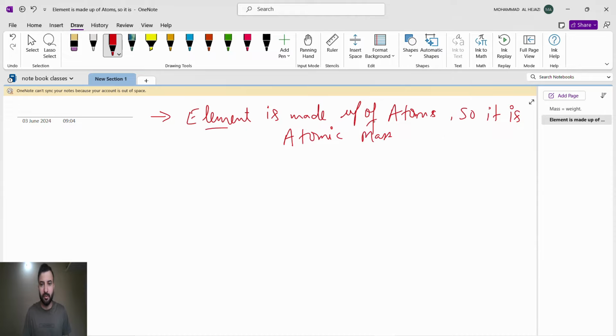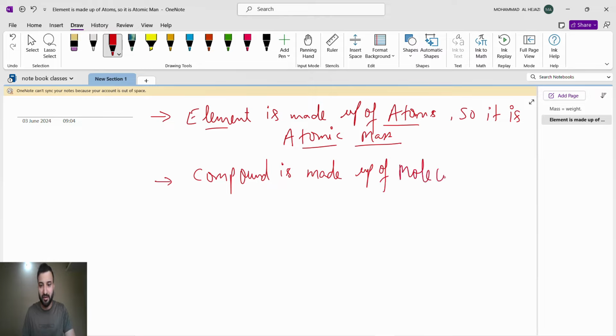Okay, element is made up of atoms, so it is atomic mass. Now we'll write compound. Compound is made up of what? Molecules. Yes, compound is made up of molecules. So it is called what? Yes, molecular mass. Because molecules means what? Molecular mass.